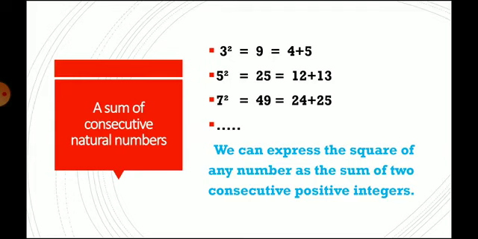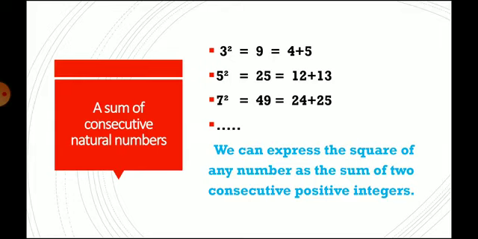See the next one, 5 square, that is 25. Then we can add: if I take one number, after that I want to take the next number after the taken number. Here I just took 12, so I should take 13 for the number after it. So 12 plus 13 we can get 25.